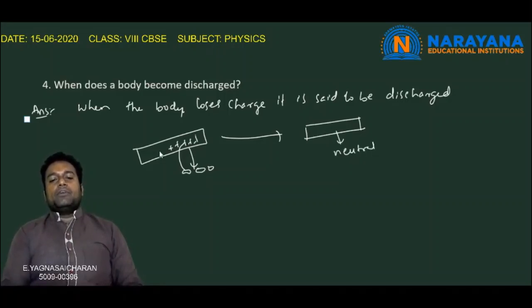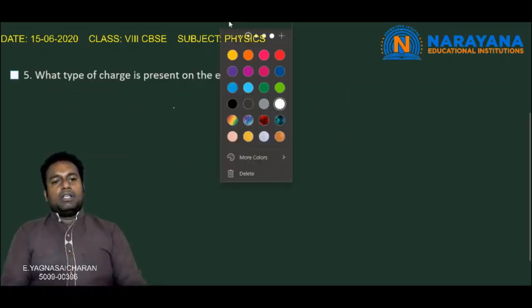So actually this phenomenon we can say as discharging. So in discharging process, the body loses the charge and it becomes neutral. So it is called as discharged. So whenever the body loses the charge, it is said to be discharged.